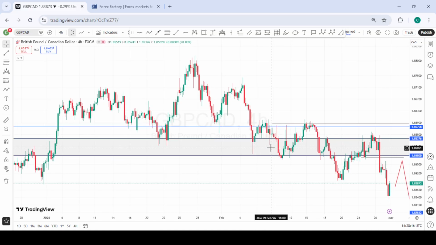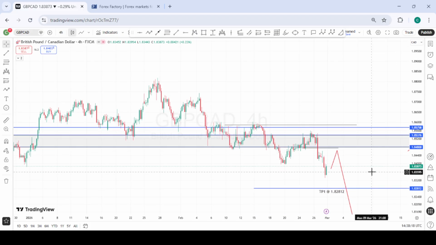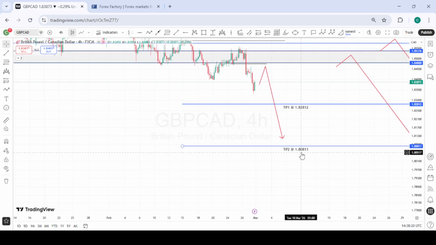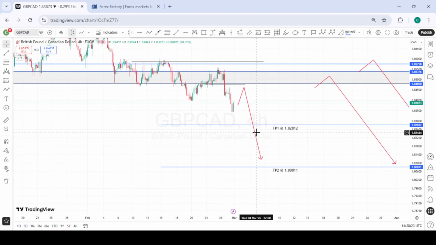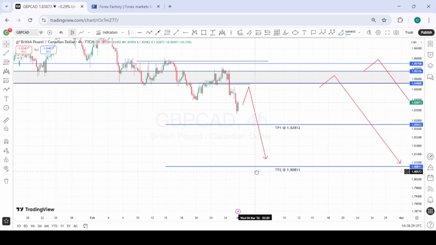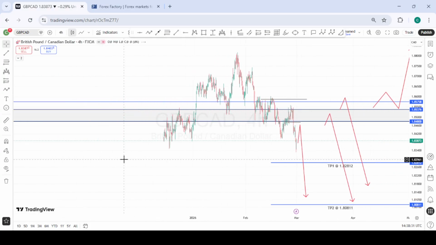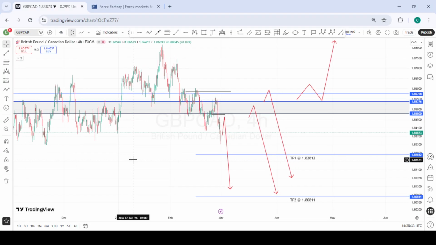These are the targets we have below for GBPCAD. This is TP1, this is TP2. We're looking forward to a possible lower high formation, and then we look for selling opportunities to the various TPs we have below. So we are very bearish on GBPCAD for the coming week.